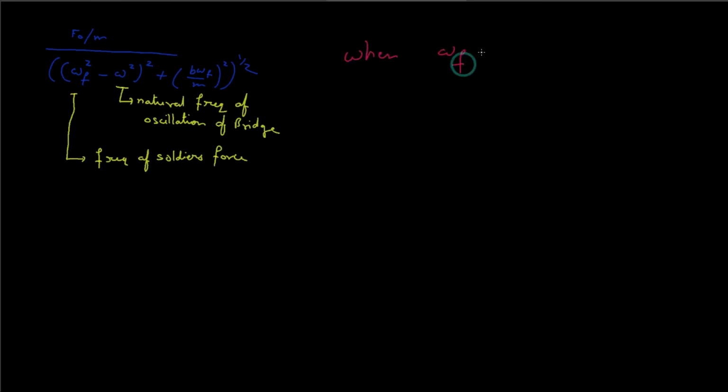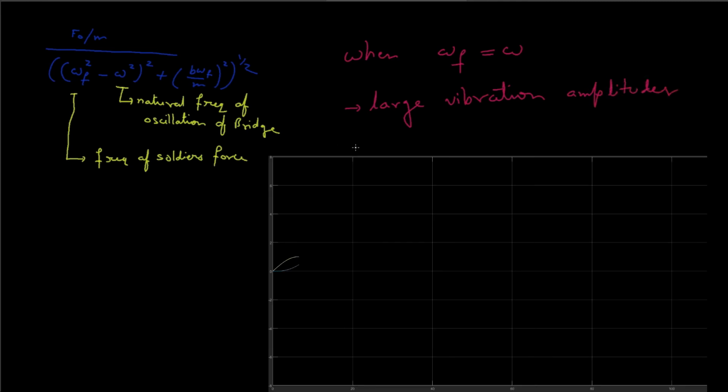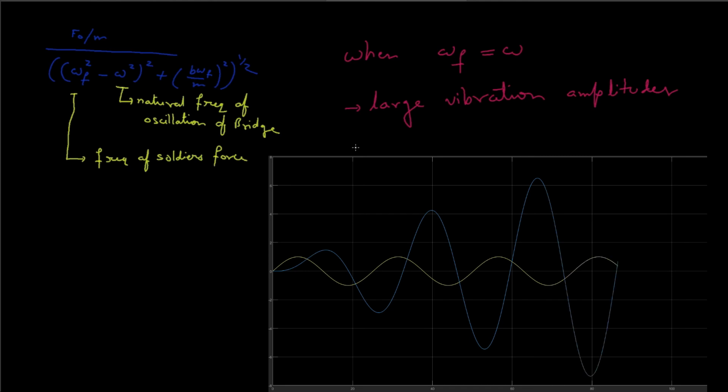Now when omega f is equal to omega, that is, the frequency of the force applied by the soldiers is equal to the natural frequency of oscillation of the bridge, we get a large response. As you can see from the simulation, the yellow line is the force applied by the soldiers' march and the blue line indicates the vibration amplitude of the bridge. Even though the amplitude of the force applied by the soldiers' march is small and of fixed frequency, the output vibration continuously rises. It becomes large enough to break the bridge, and that is exactly why soldiers are not allowed to march on a bridge.